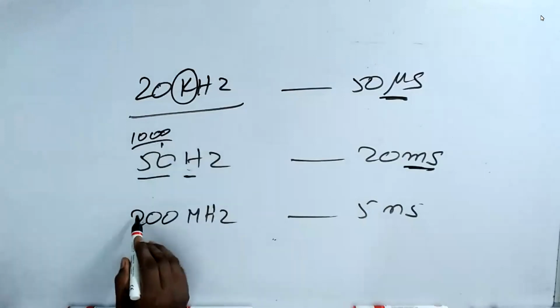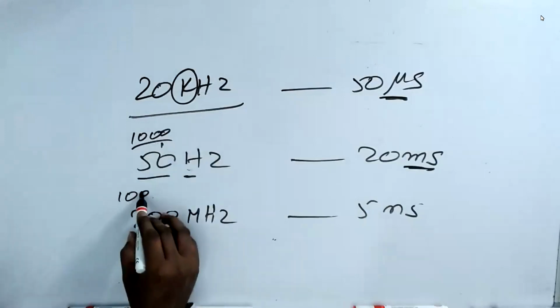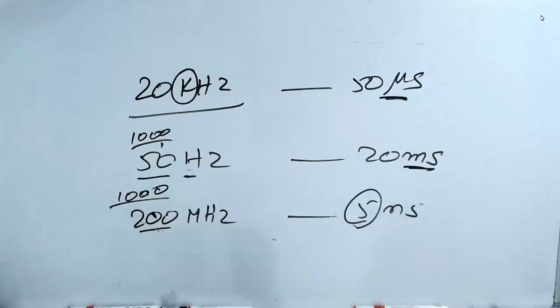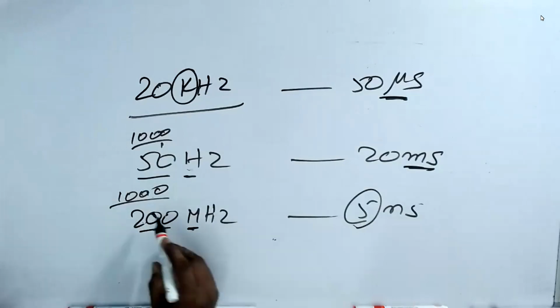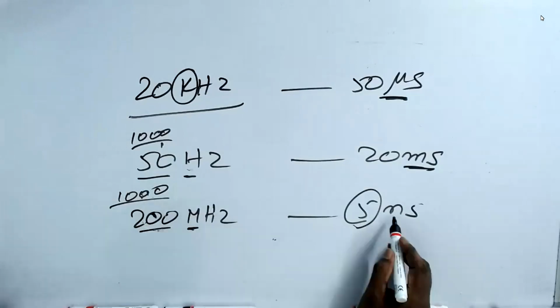Now when I put 200, 1000 by 200 is how much? 5. And mega should be micro, but since I put 1000 here, I put nano. See how fast I'm doing that. This is a technique that has to be followed.